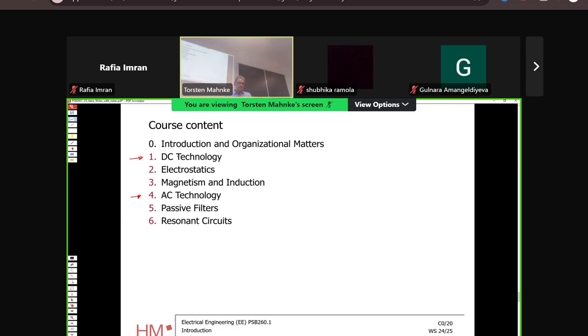Good. Passive filters are simple but important circuits that use AC technology. So that's the reason why we talk about them right after the AC technology. Also the resonant circuits, oscillating circuits. So this is then the end of the first semester, the end of the fundamentals of electrical engineering. In the second semester, we will talk about electronic devices and electronic circuits. And you will need all these basics. Maybe not so much the magnetism and induction stuff, but everything else.